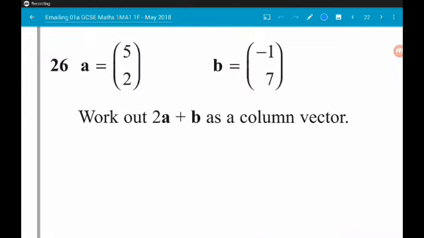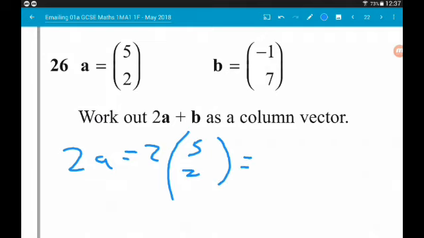Okay, final question. So we got 2 vectors. A is 5, 2, and B is minus 1, 7. We want to work out 2A and B as a column vector. So I'll put my column vectors video down below. 2A literally means 2 times the vector 5, 2. And we just multiply the numbers by 2. So it's 10, 4.